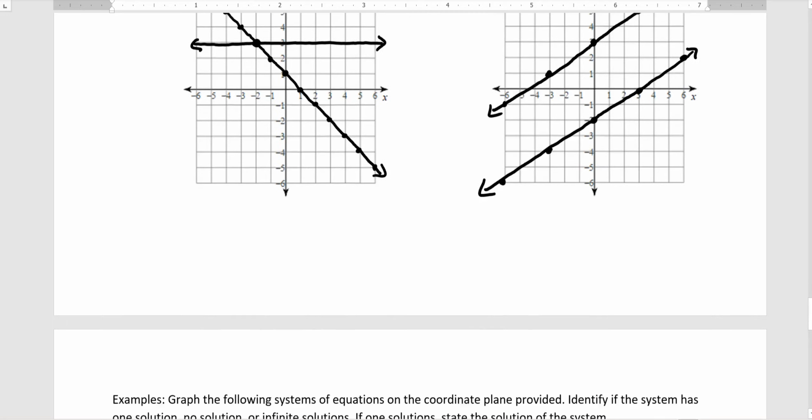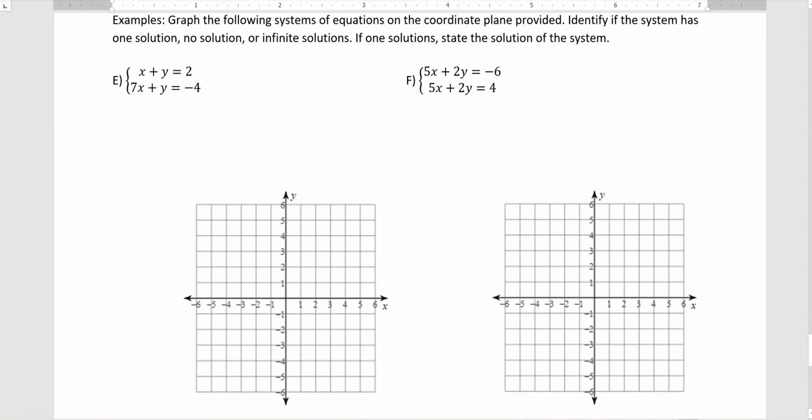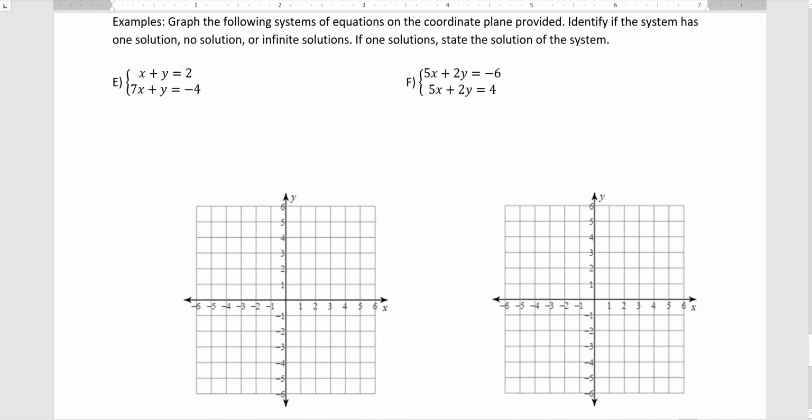All right, page turn. Why don't you try letter E and letter F on your own? Go ahead and do both E and F on your own, and then we'll check them together. All right, go ahead and knock out E and F. All right, let's check how we did on E and F.